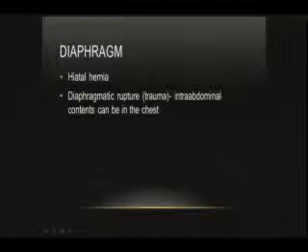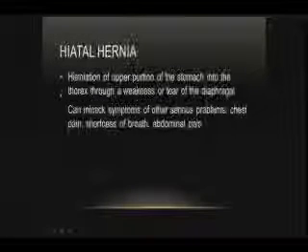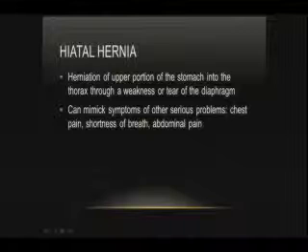So we'll talk about the diaphragm briefly. I think a lot of patients have a hiatal hernia, and they attribute that to their chest pain. You can also have, usually in a traumatic situation, a traumatic rupture of the diaphragm, where you'll actually see the intra-abdominal content in the chest. So a hiatal hernia is a herniation of the upper portion of the stomach into the thorax through a weakness of the diaphragm. This can also mimic symptoms of other serious problems like chest pain, shortness of breath, and abdominal pain.